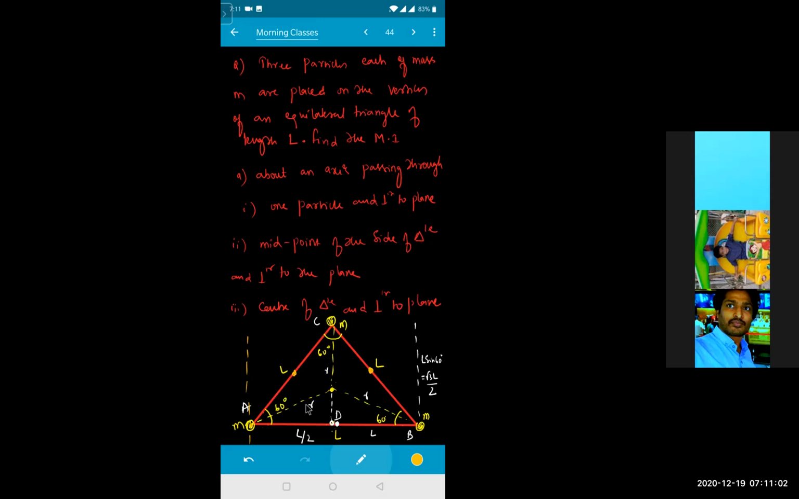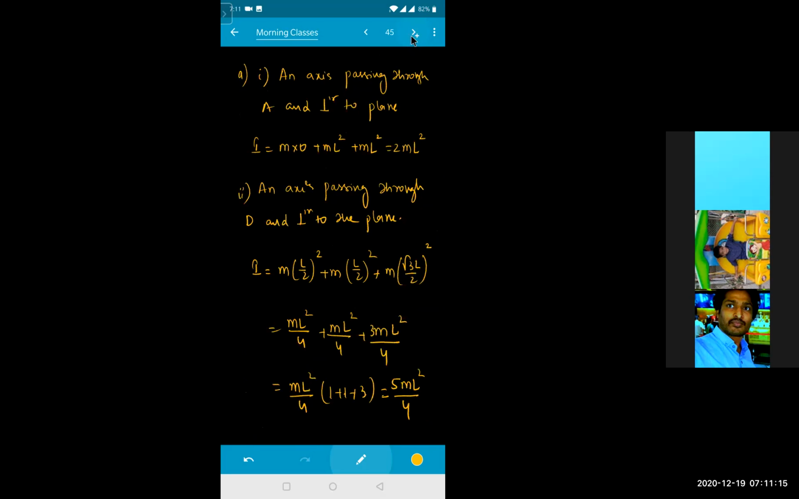How do we calculate the value of r? I know this distance is L/2, and I also know that this angle is 30 degrees, isn't it? So I can calculate the value of r from this. From the triangle, this one is 30 degrees, this is your r, and this one is your L/2.